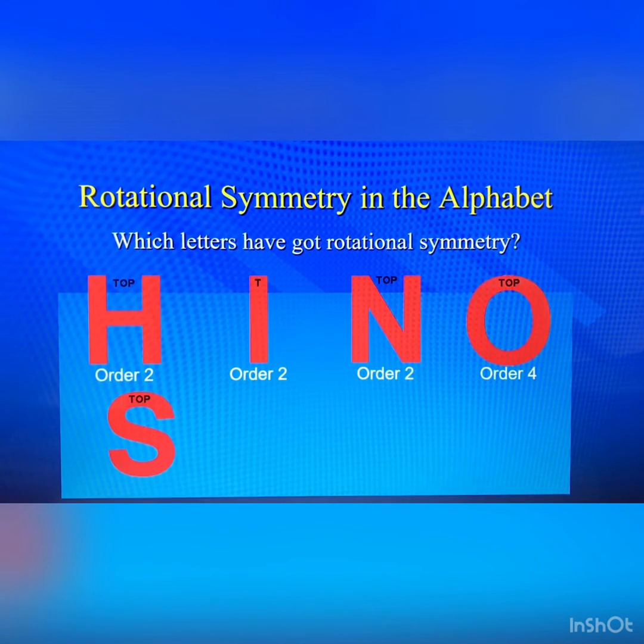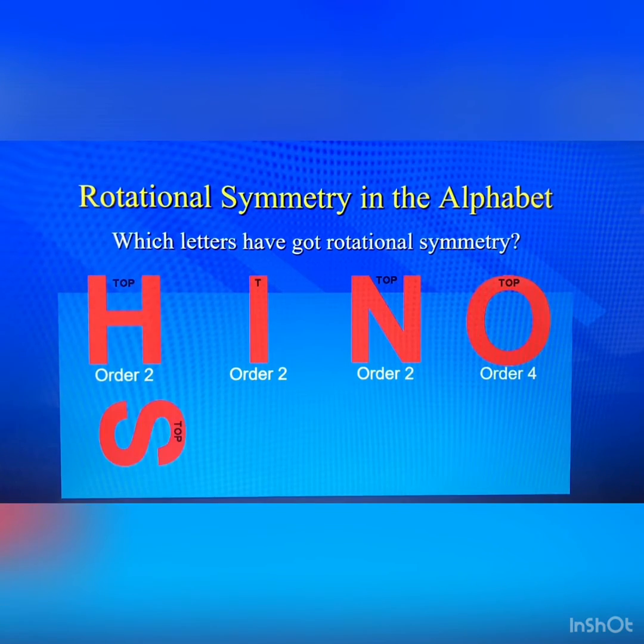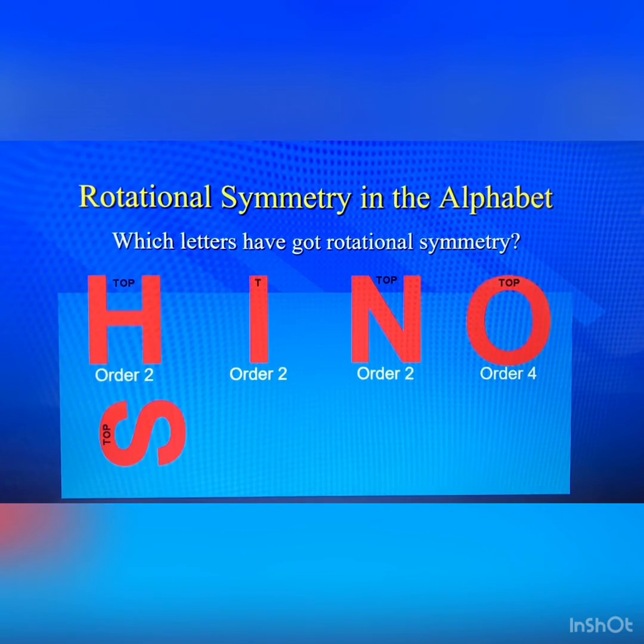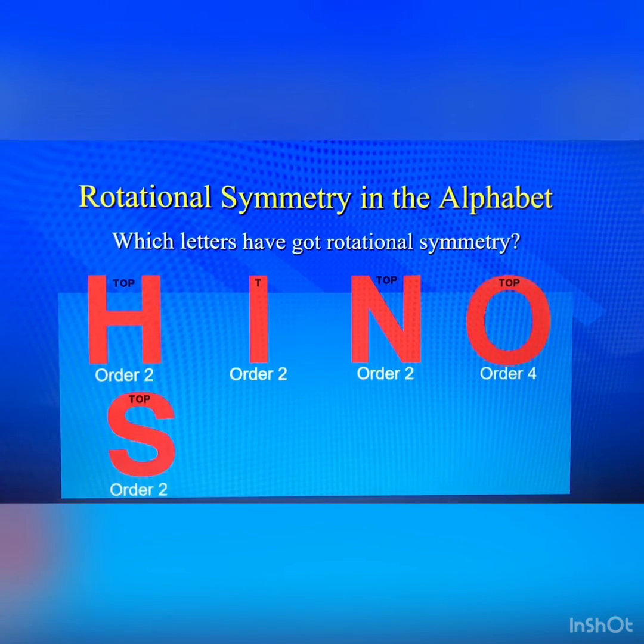Now this is alphabet letter S. We will move it. Not original. Yes, of course, this is original. And this is once again original. So in one round you will get the same original shape 2 times. Therefore it has rotational symmetry of order 2.